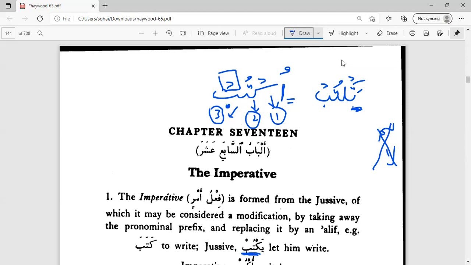And one thing I wanted to point out. The rule states that if the middle letter has a dhamma, it will take a dhamma. Otherwise, the alif will take a kasra. Even if the middle letter has a fatha, the alif will take a kasra. So, for example, yamna'u, or for example, tamna'u.